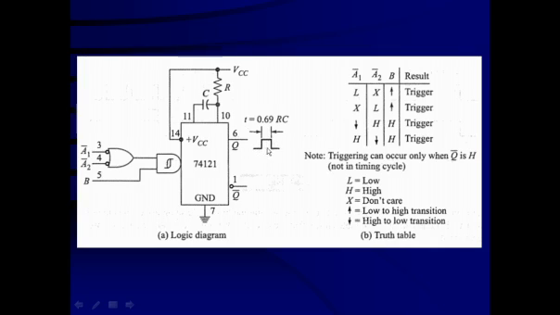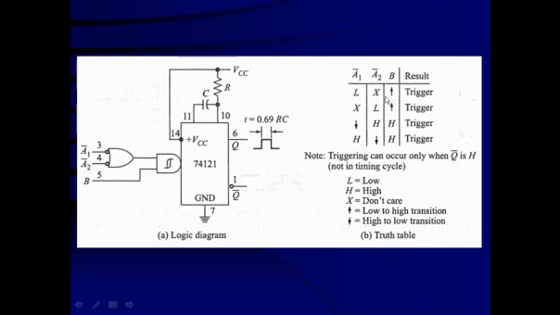It will reside in this quasi-stable state for a predetermined length of time, which is decided by the values of R and C. That time period or pulse duration T is equal to 0.69 R into C, and then after that it will automatically time out and come back to the stable state, that is the low state, and that way the pulse will be generated here.